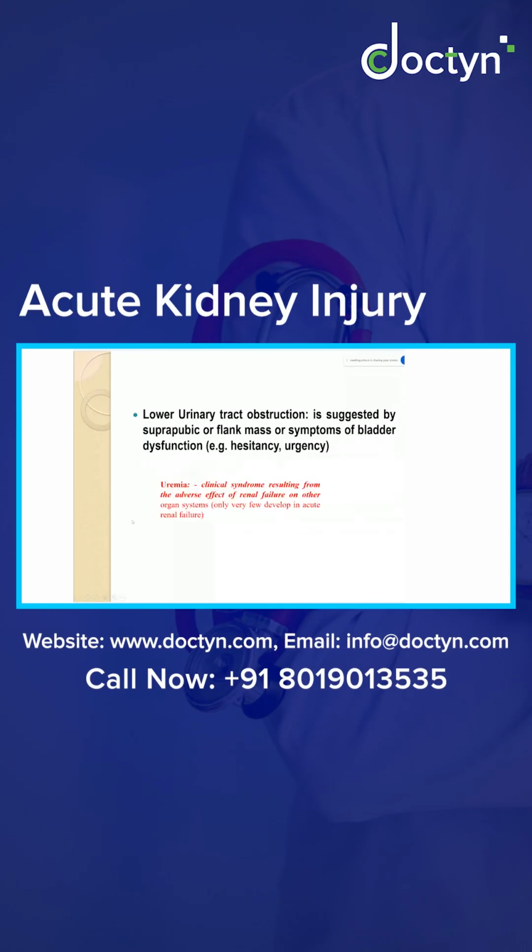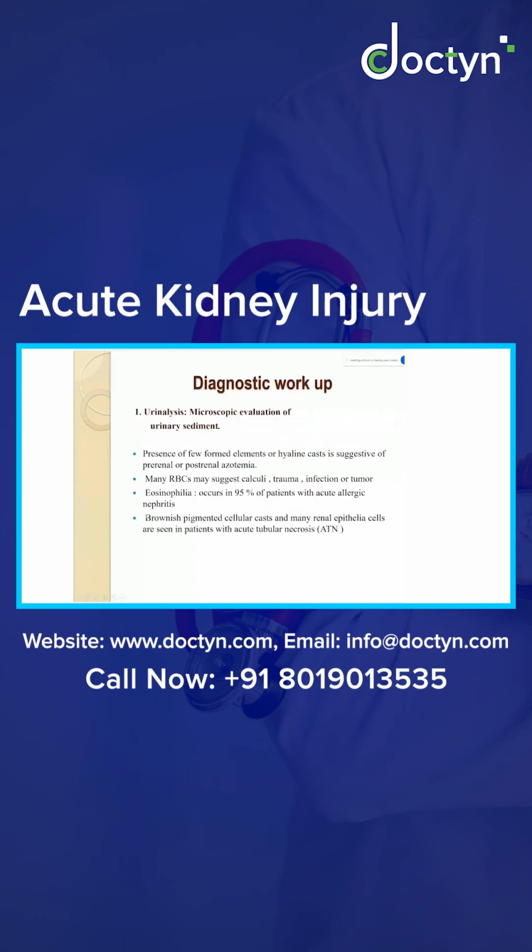Lower urinary tract obstruction is suggested by what? If there is a flank mass, symptoms of bladder dysfunction, suprapubic mass, hesitancy or urgency of urine. So what will be the diagnostic workup of a patient with AKI? The first is urine analysis, macroscopic evaluation of the urine sediment. We have discussed the differential diagnosis of the urine sediments, whether it is a red blood cell cast, a white cell cast, or a brownish pigmented cellular cast, and what exactly each cast can suggest.